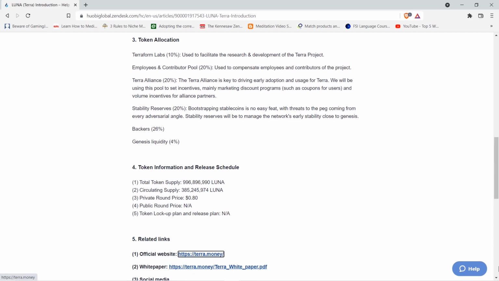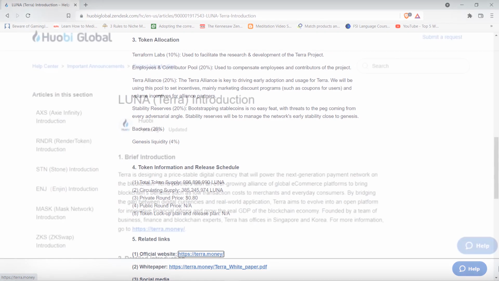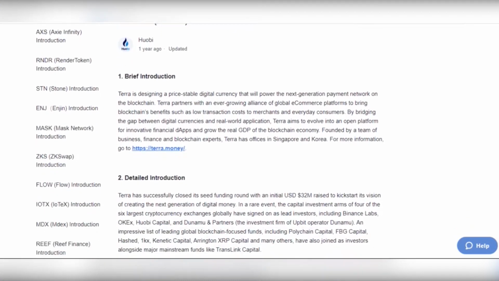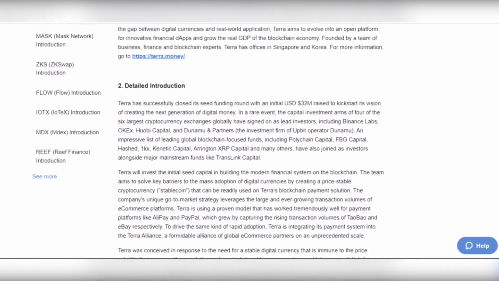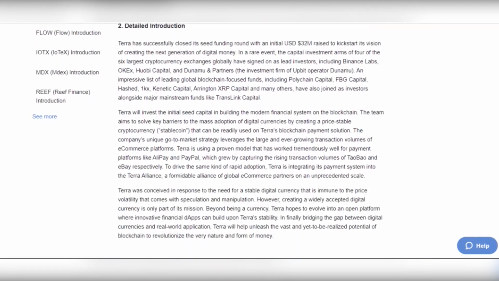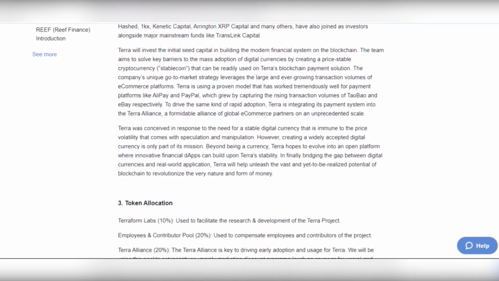And like I was saying, tokens are minted at certain times and burned at certain times to keep the peg on stablecoins like the dollar. So that's what the Luna token is for. The Luna token is for balancing what is on the Terra blockchain, so that a dollar is a dollar and not $1.50, not $2, right? 26% went to early investors, and 4% went to exchanges for Genesis liquidity.